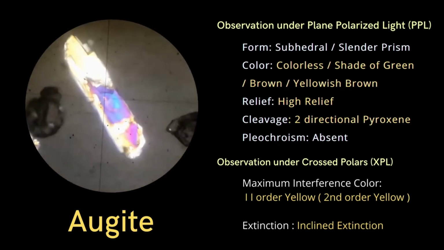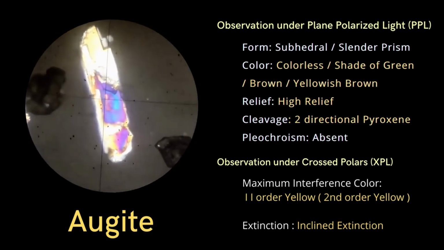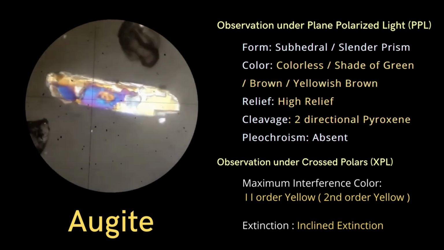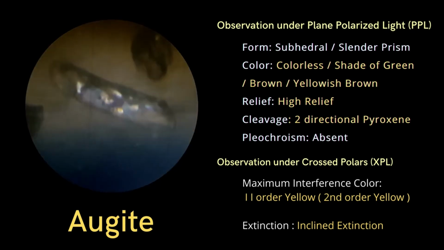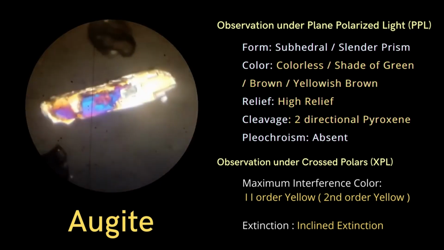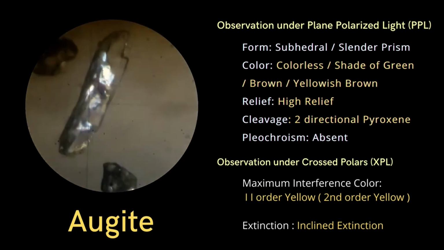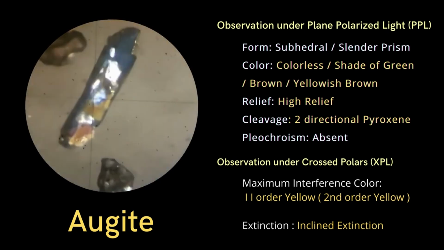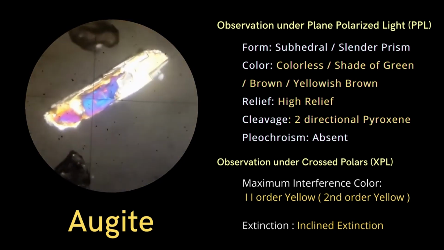When we switch to crossed polars, augite displays a second order yellow interference color characteristic of its birefringence. And notice the extinction. It shows inclined extinction, which aligns with its pyroxene structure.